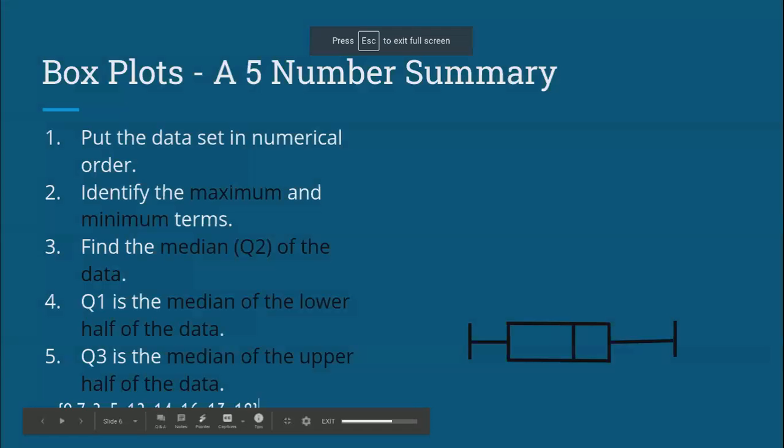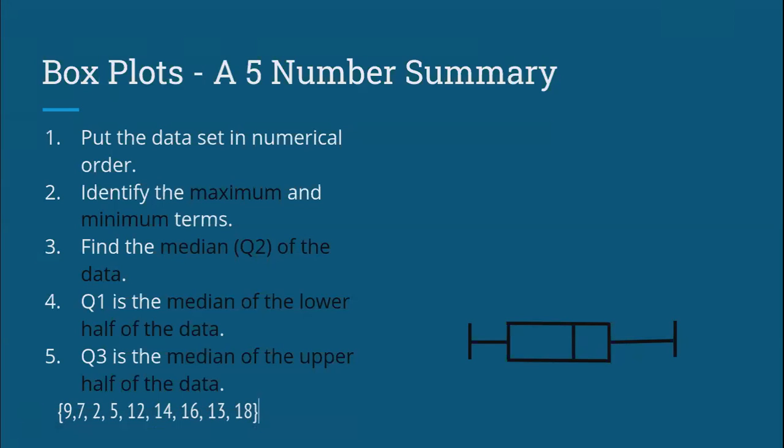Okay, so those are the 5 numbers. The maximum term, the minimum term, and the median of the entire data set. And because the median splits the data in half, you will find the median of the lower half, and then you will find the median of the second half of the data. Those will be the 5 numbers that you use in your summary.